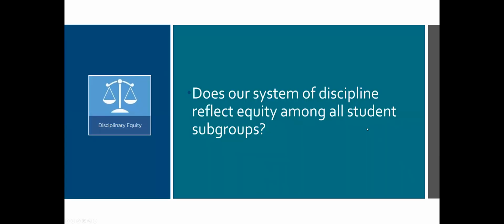Here's our guiding question for disciplinary equity. Does our system of discipline reflect equity among all student subgroups? So as we consider the term discipline, what we're referring to would be disciplinary decisions or outcomes that speak to suspensions, expulsions, and/or restraints. And also, in thinking about the indicators of significant disproportionality, they are identification, placement, and discipline. Disciplinary equity has an explicit tie to the overarching way to mitigate significantly disproportionate outcomes.